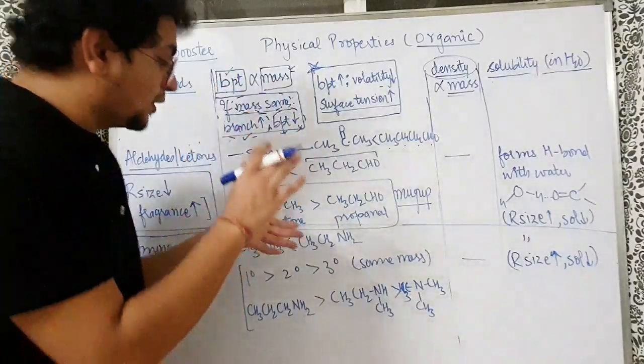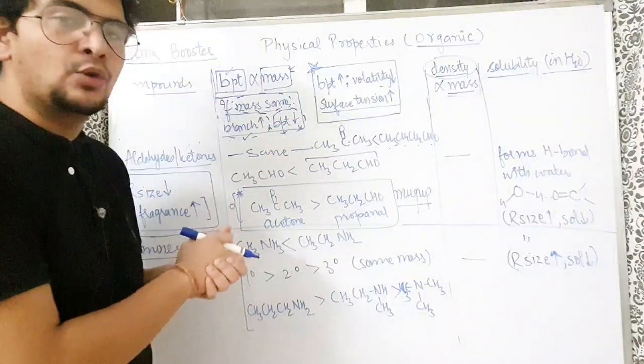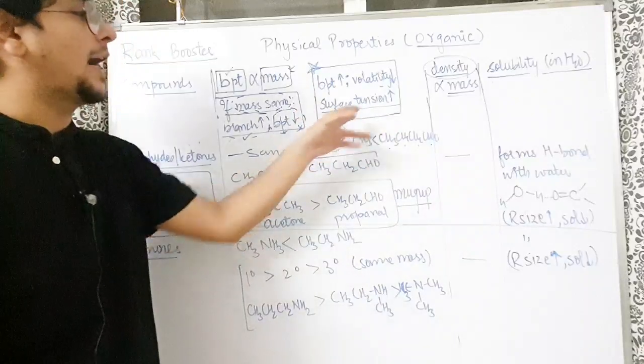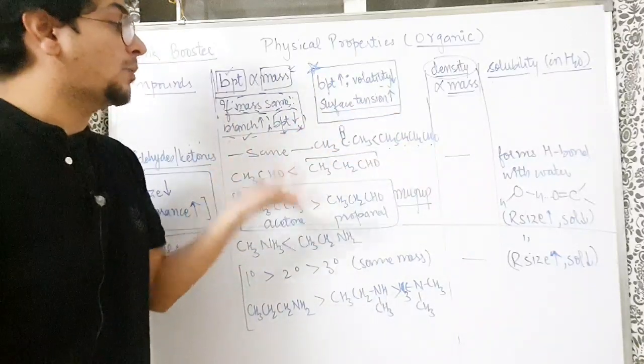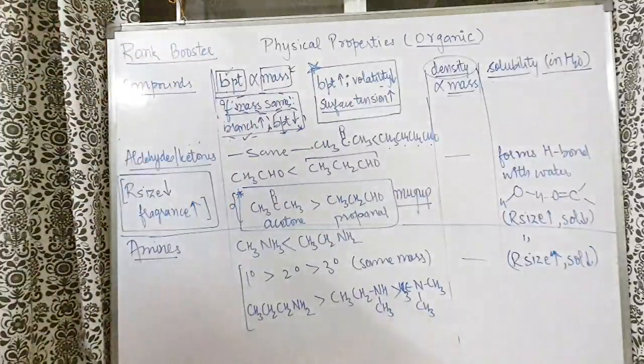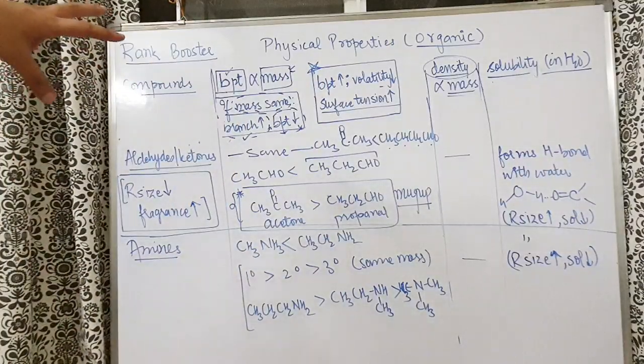So if we have to compare aldehyde and ketone by mistake, then what to do? Check, 100% the carbon atoms will be different. So whichever has more carbon atoms, whichever has more mass, will automatically have the higher boiling point. I think this confusion is settled.